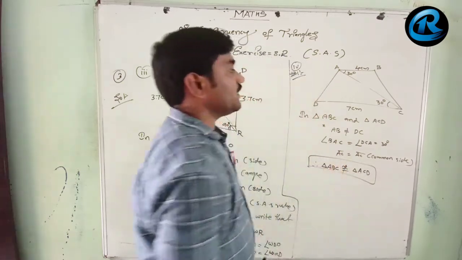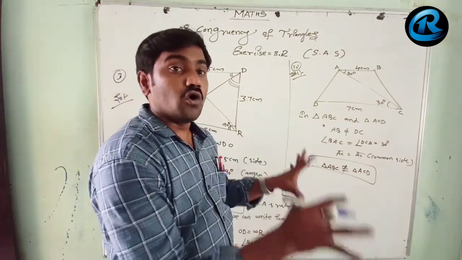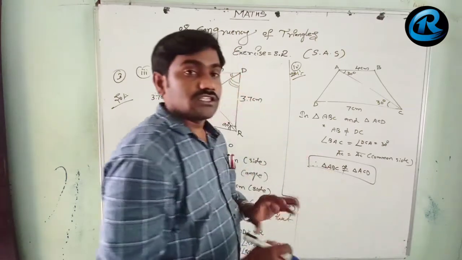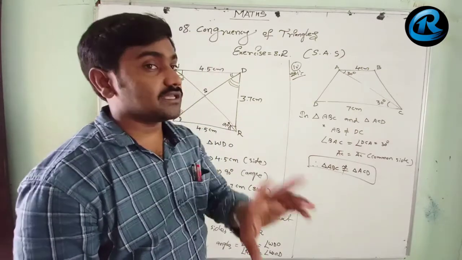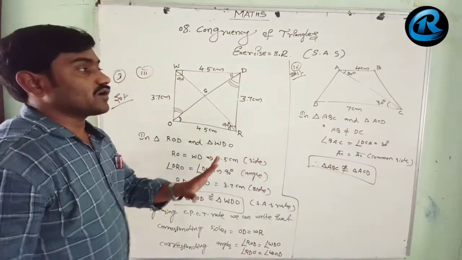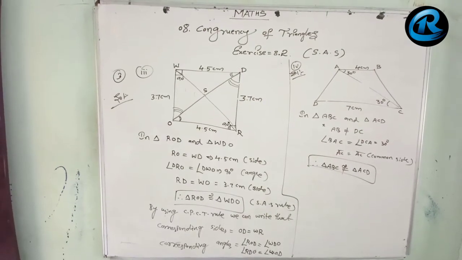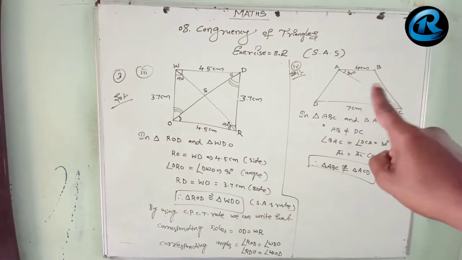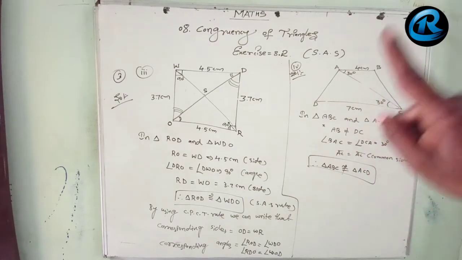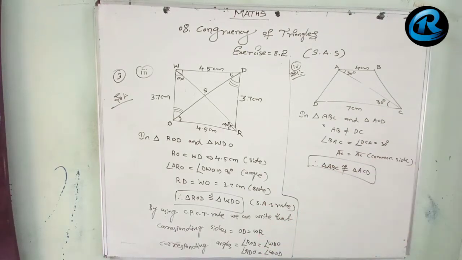So if they are not congruent, their corresponding parts will not be equal, because the CPCT rule will not hold in these conditions. Only if they are congruent can we write CPCT. We cannot write corresponding parts of congruent triangles because these two triangles are not congruent at all. So how can we write the corresponding sides and corresponding angles? We cannot. If the triangles are congruent, we can write them.